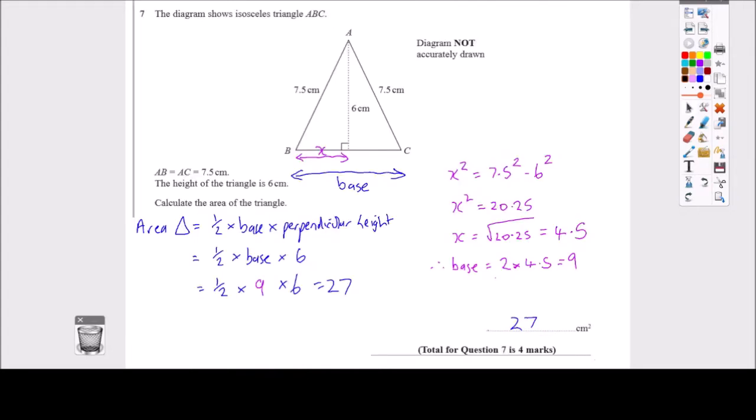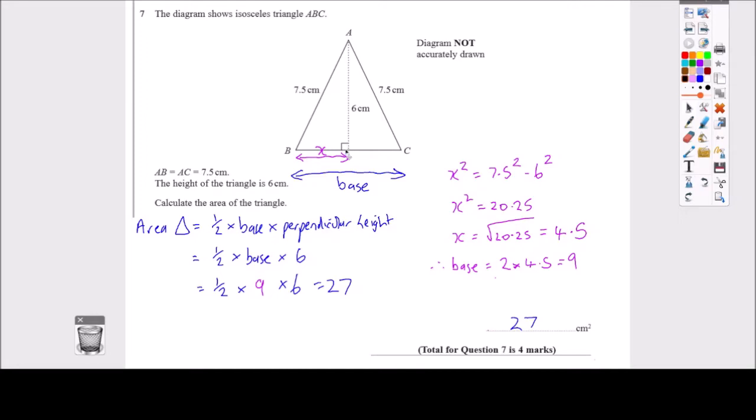Question 7. Now we're being asked to work out the area of a triangle. How do you work out an area of a triangle? It's half times the length of the base times its perpendicular height. So we already know the perpendicular height is 6. What we're just missing is the length of the base from B to C. Now if I just look at this little right angle triangle here, and I'm going to call this length, a half from B to halfway along, so B to here, I'm going to call that X.